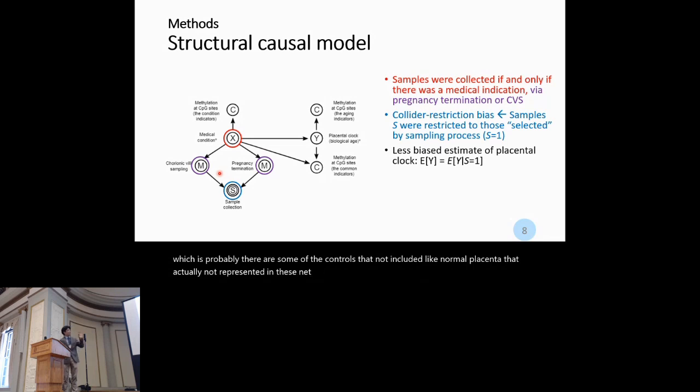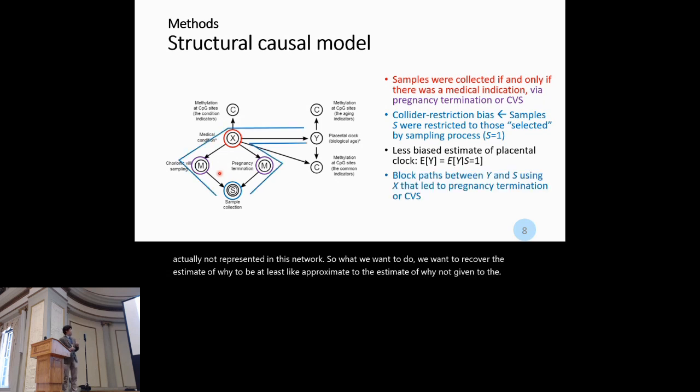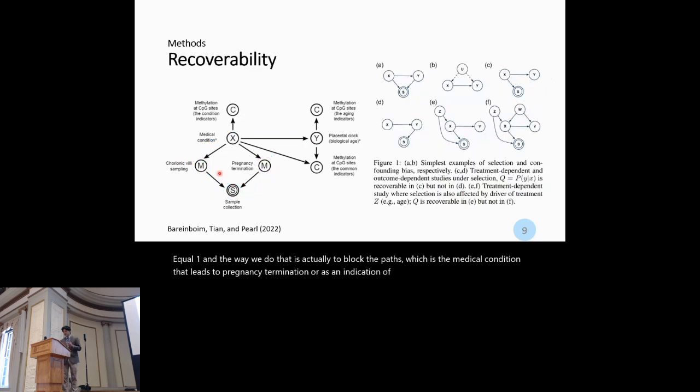So what we want to do is recover an estimate of y that is at least approximate to the estimate of y not given s equal 1. The way we do that is to block the paths, which is the medical condition that leads to pregnancy termination, or as an indication of CVS.